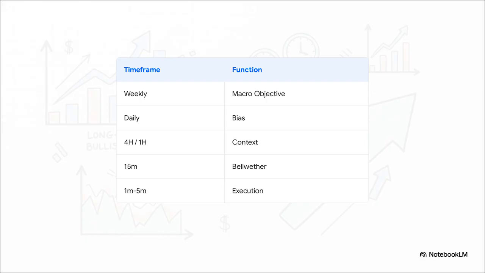Your weekly chart provides your macro objective. The daily chart, that dictates your true directional bias. Moving down, the 4-hour and 1-hour give you context and confirmation. Then you have your 15-minute chart acting as your bellwether for setups, and the lowest timeframes, the 5-minute, 2-minute, or 1-minute, those are strictly for pulling the trigger. Direction comes from above, execution comes from below. The moment you reverse that flow, you are trading against the algorithm.